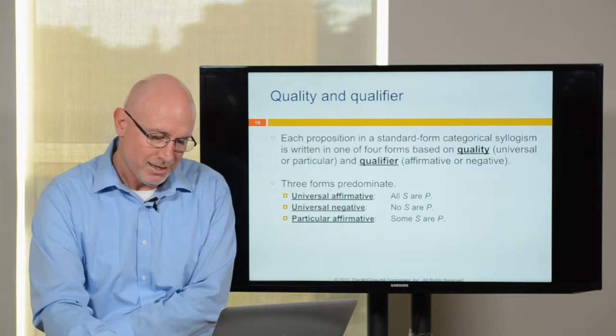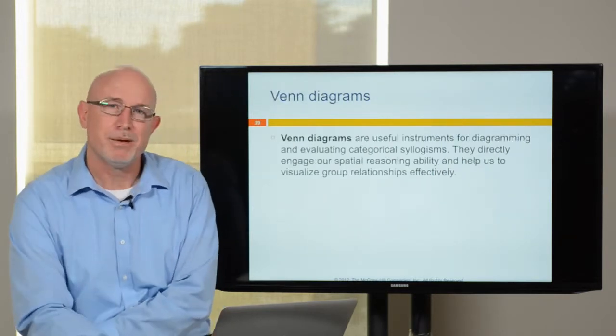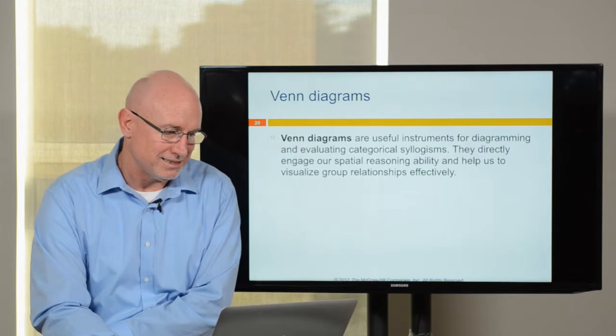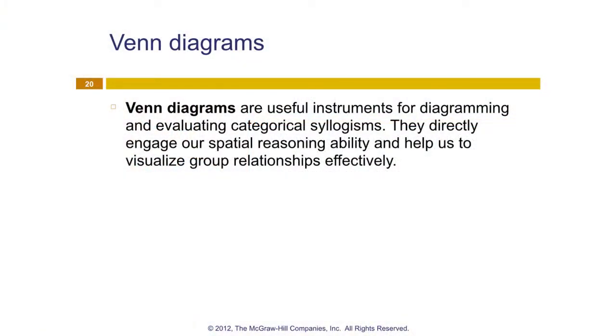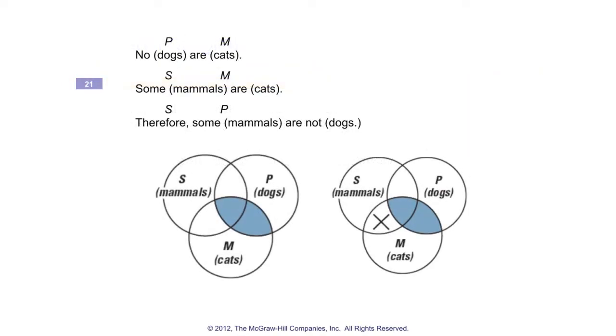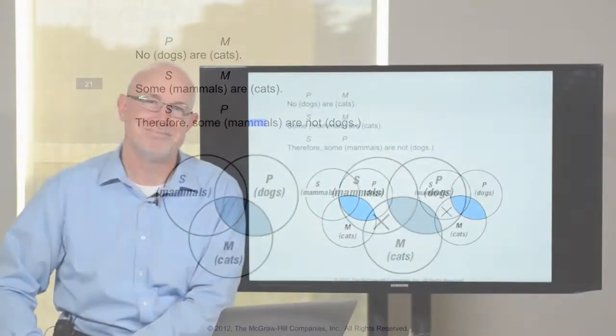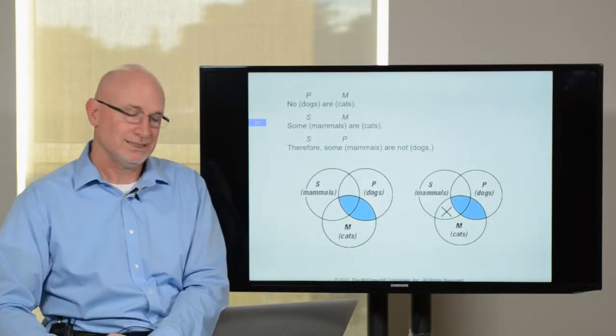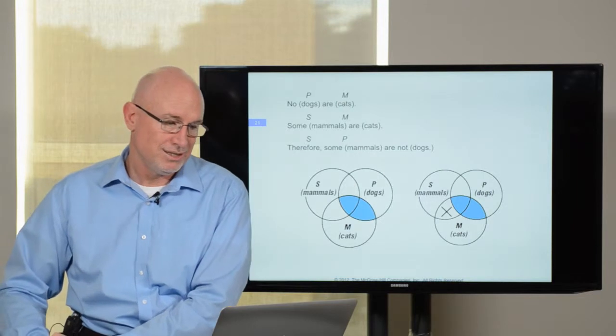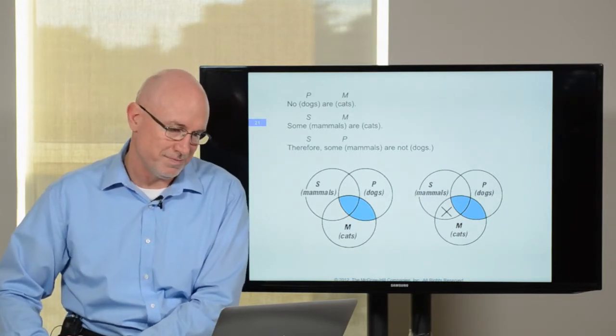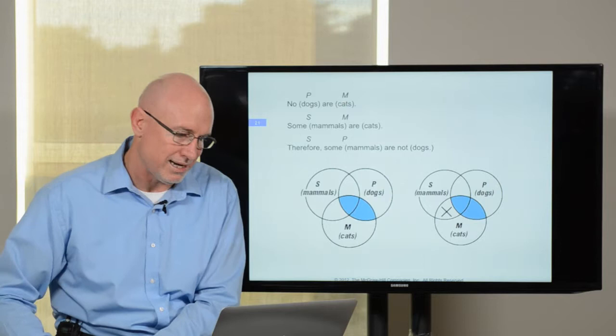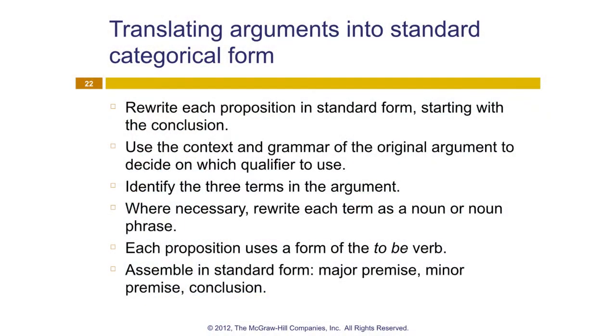All right? Moving on to our Venn diagrams, which help us understand much more clearly these categorical syllogisms. Venn diagrams are useful for diagramming and evaluating categorical syllogisms, as I've said. So here's the visualization. No dogs are cats. Some mammals are cats. Therefore, some mammals are what? Not dogs, right? If no dogs are cats, and some mammals are cats, therefore some mammals are not dogs. And we can see that very clearly in the Venn diagram as it's relayed here.